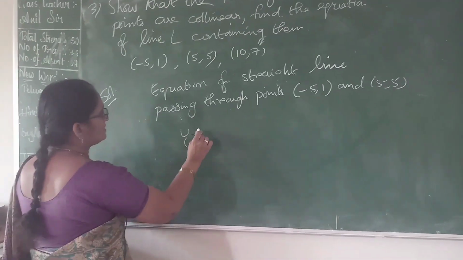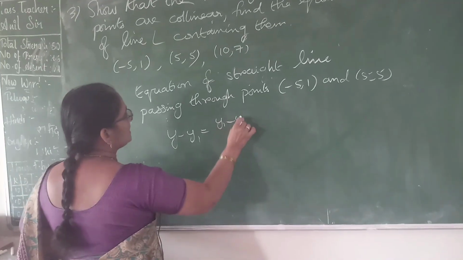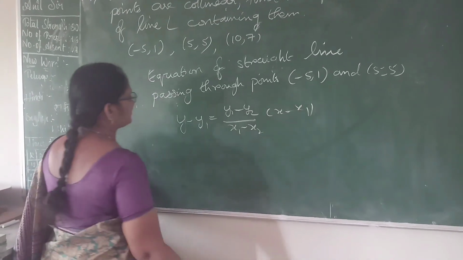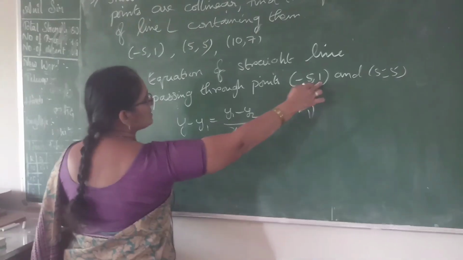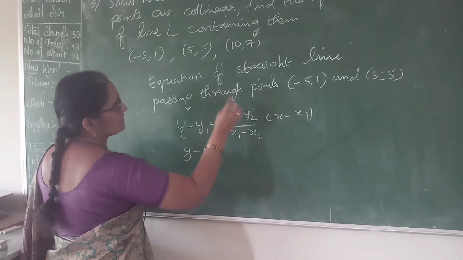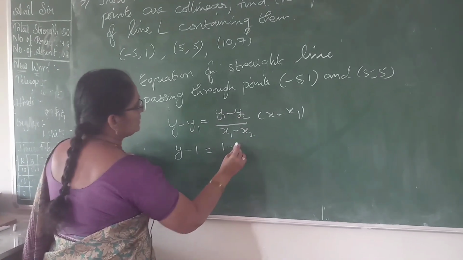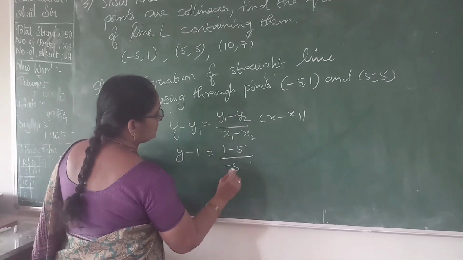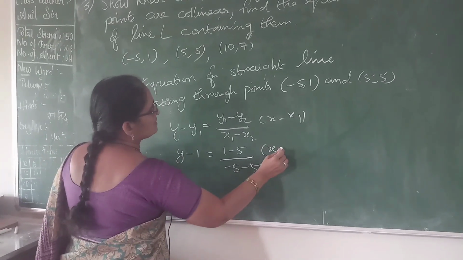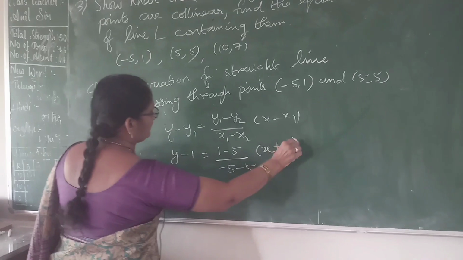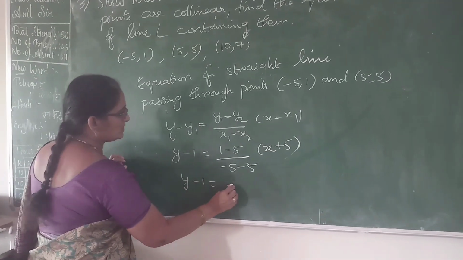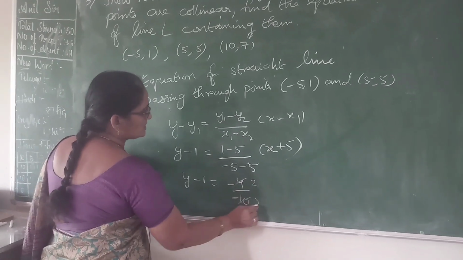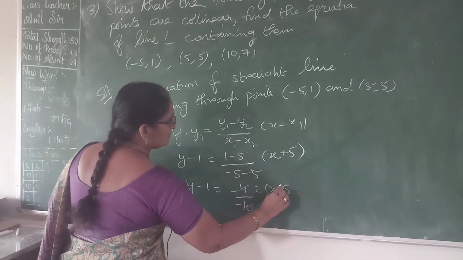So again the formula is y minus y1 is equal to (y1 minus y2) by (x1 minus x2) into (x minus x1). Here y1 is 1, so y minus 1 is equal to (1 minus 5) by (minus 5 minus 5), into (x minus of minus 5). So y minus 1 is equal to minus 4 by minus 10. Cancel this, this is 2, this is 5, into x plus 5.